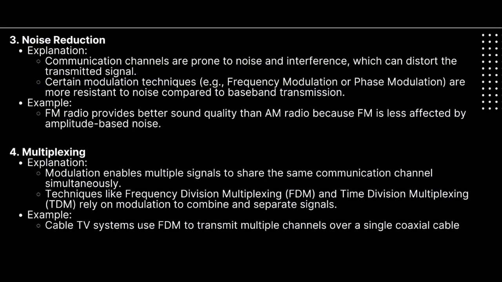Third is noise reduction. Communication channels are prone to noise, which can distort signals. Certain modulation techniques like FM or PM are more resistant to noise compared to baseband transmission. This is why FM radio provides better sound quality than AM radio. Fourth is multiplexing. Modulation enables multiple signals to share the same communication channel simultaneously. Techniques like FDM and time division multiplexing rely on modulation to combine and separate signals. Cable TV systems, for example, use FDM to transmit multiple channels over a single coaxial cable.